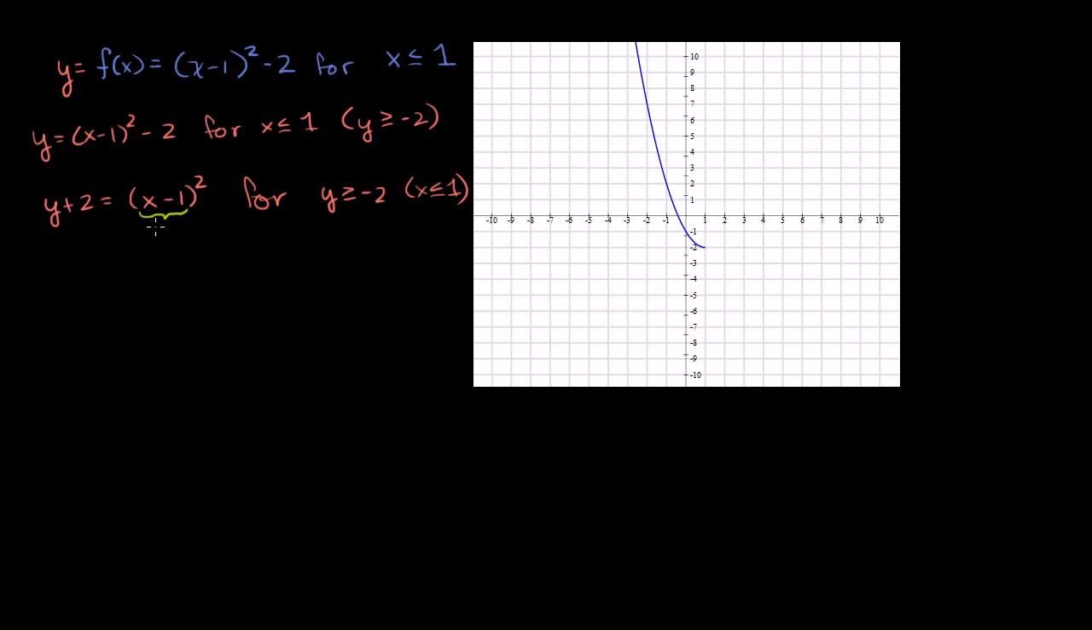Now, is x minus 1 a positive or a negative number? Well, we've constrained our x's to being less than or equal to 1. So we're dealing only with the situation where x is less than or equal to 1. So if x is less than or equal to 1, x minus 1 is negative. So we want to take the negative square root.